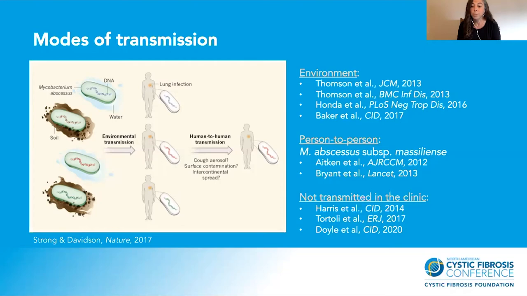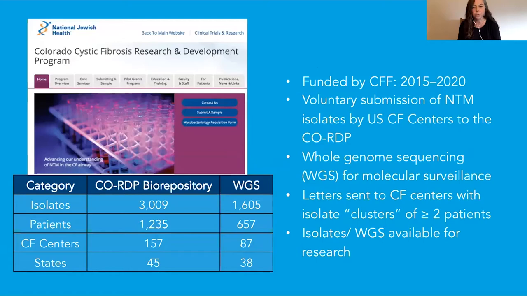So all of this research really led to the question of what is happening in the U.S. CF centers. And that led to the creation of the Colorado Research and Development Program, which was funded by the CF Foundation from 2015 to 2020. And this enabled voluntary submission of NTM isolates from CF centers around the US. They could submit them to the RDP. Once received by the RDP, they would be stored in our biorepository, and then they would be submitted for whole genome sequencing to evaluate them for their genetic similarity, looking for potential genetic evidence of transmission within a center.